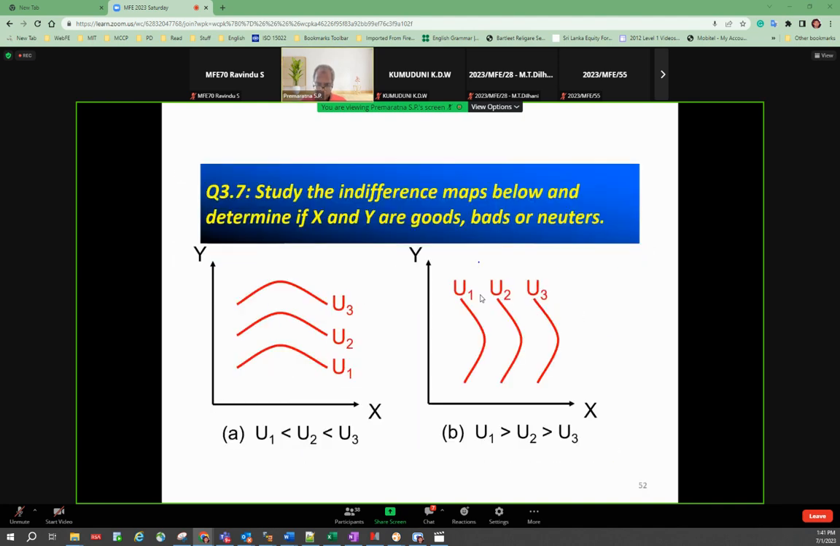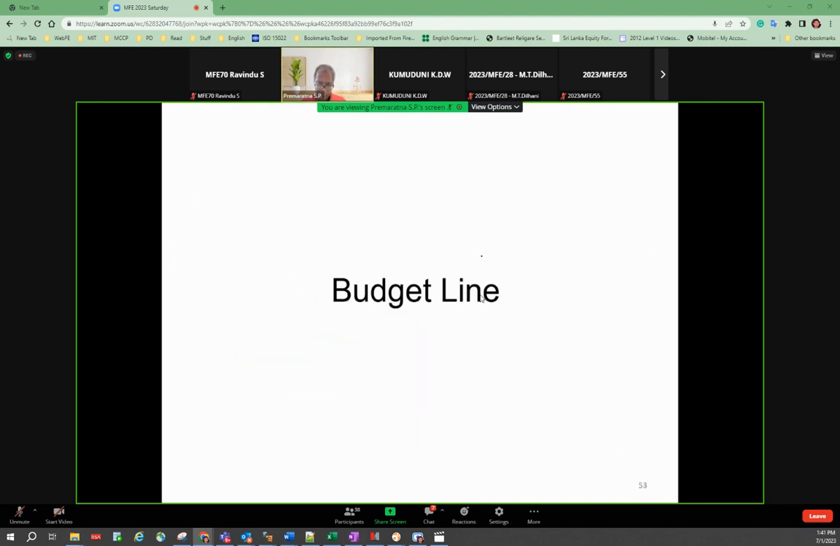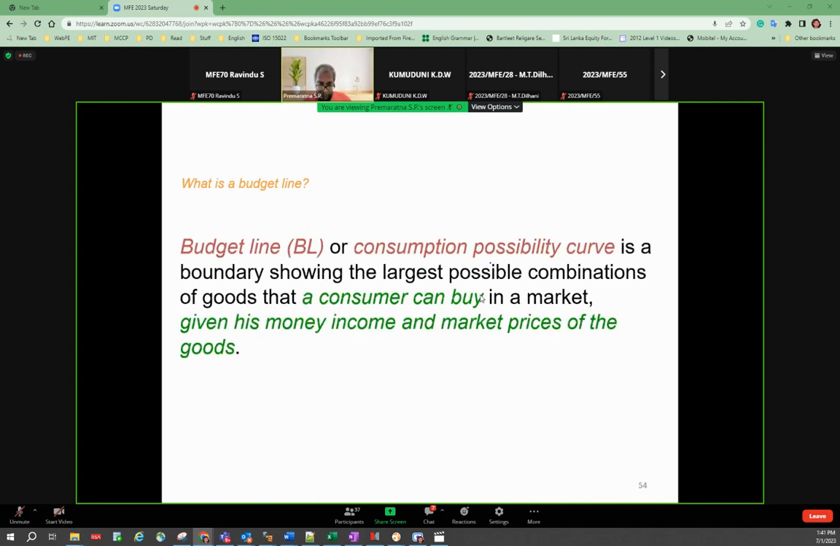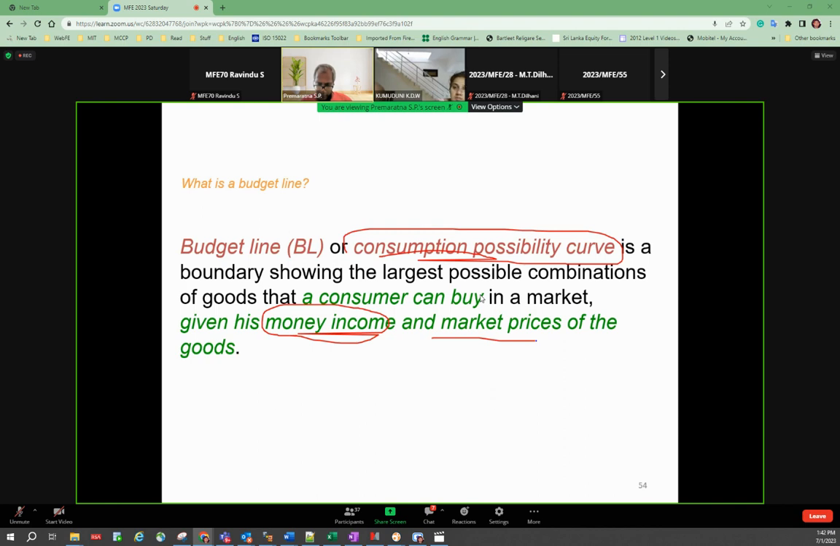So we came to the budget line. That is another important concept to understand or analyze the consumer's behavior. There are two important things about the budget line. We call it the consumption possibility curve, another word for the budget line. And to understand it, we need the money income and the market price.